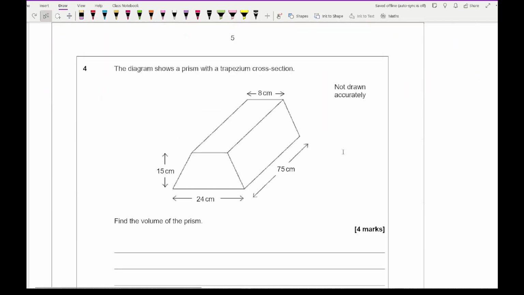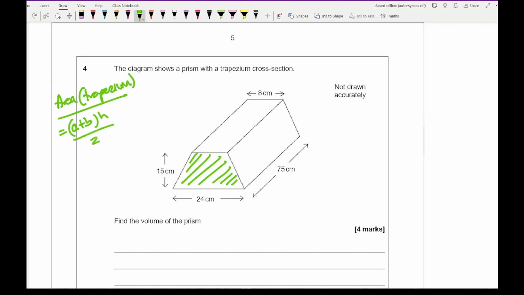Then moving on to question 4, it says the diagram shows a prism with a trapezium cross section. Find the volume of the prism. So the first thing I need to do is to work out the area of the cross section. So the area of the trapezium, now if you know the formula, it's equal to A plus B times H divided by 2. So here A equals 8, B equals 24, and H equals 15.